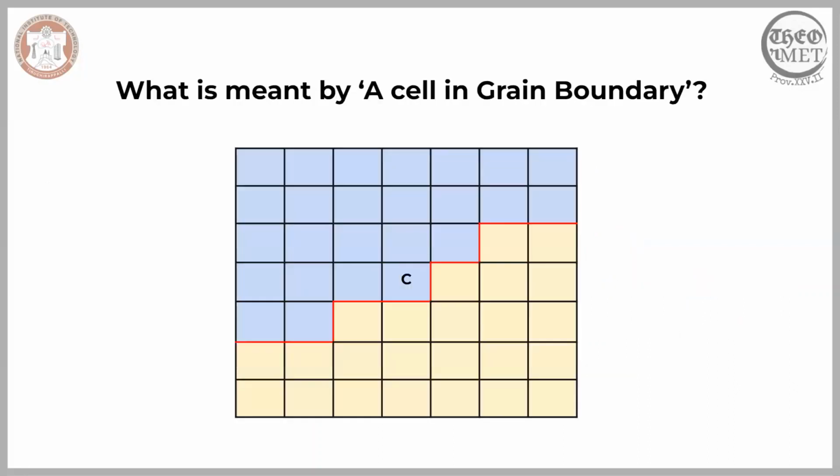So now what is actually meant by a cell in a grain boundary? We saw earlier that the grain boundary is a region separating two grains. So here you can see the red line actually separates the yellow region from the blue region. A cell C, as you can see, is adjacent to this line. So hence it can be called a cell which is present in the grain boundary.